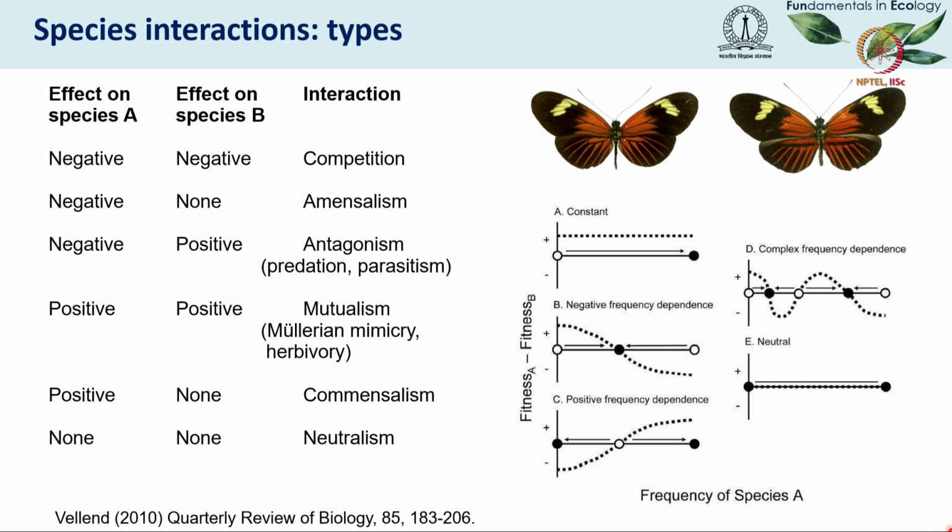And competition is a very common ecological interaction. Two species might be competing for the same kind of food, or for the same kind of resources like nesting sites. So if species A increases in abundance, then it consumes more of the resources that are being competed for, therefore reducing the amount of resource available for species B, and the other way around as well.